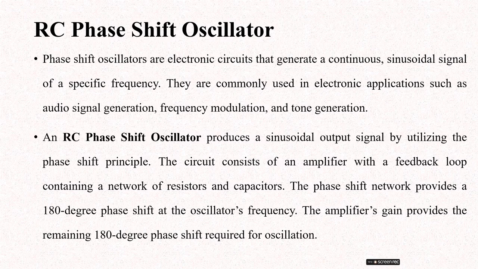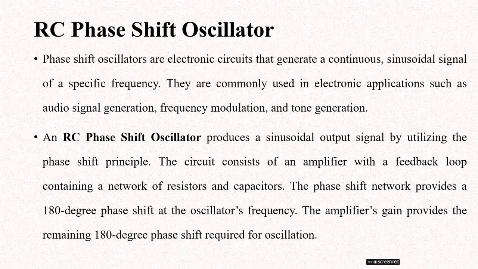Now we discuss the RC phase shift oscillator. It is related to the harmonic oscillators. The frequency generated by this oscillator, that means the frequency of oscillation, is determined by the components within the circuit, like the resistor, capacitor, and inductors. So based on the components we are using, the frequency is determined.